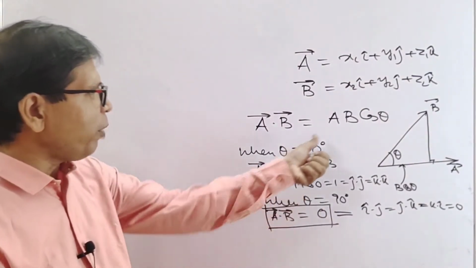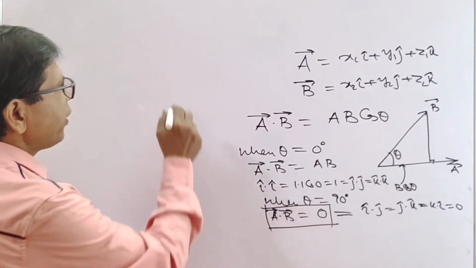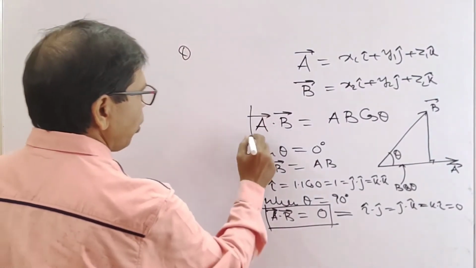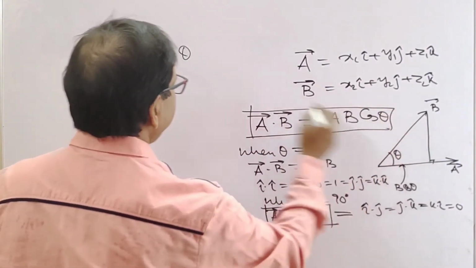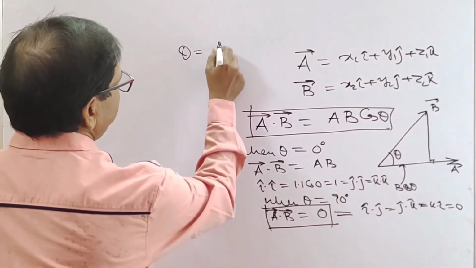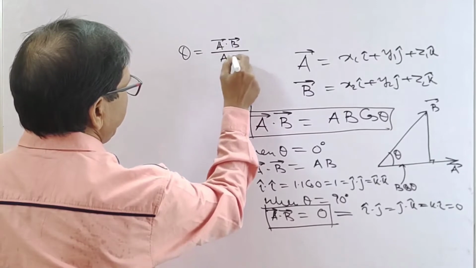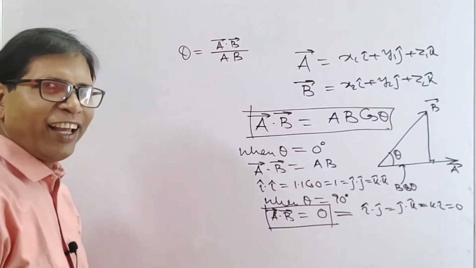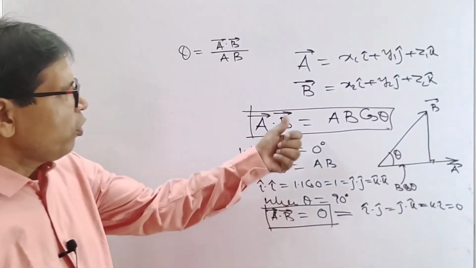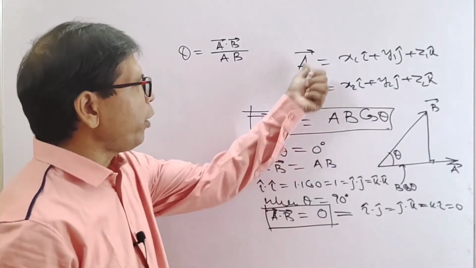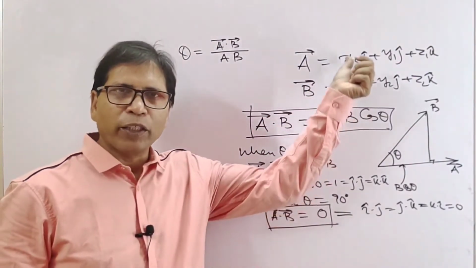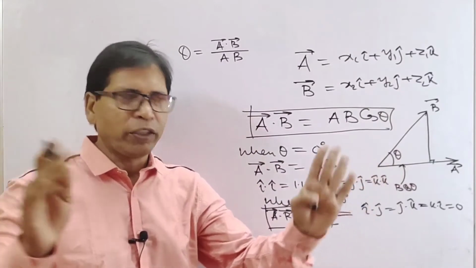Okay, now the angle between the two vectors. From this relation we can get, look at this, cos theta is equal to a dot b divided by the magnitude of a and b. Okay, understood? Now we have to calculate a dot b in terms of x1, x2, y1, y2, z1, z2.